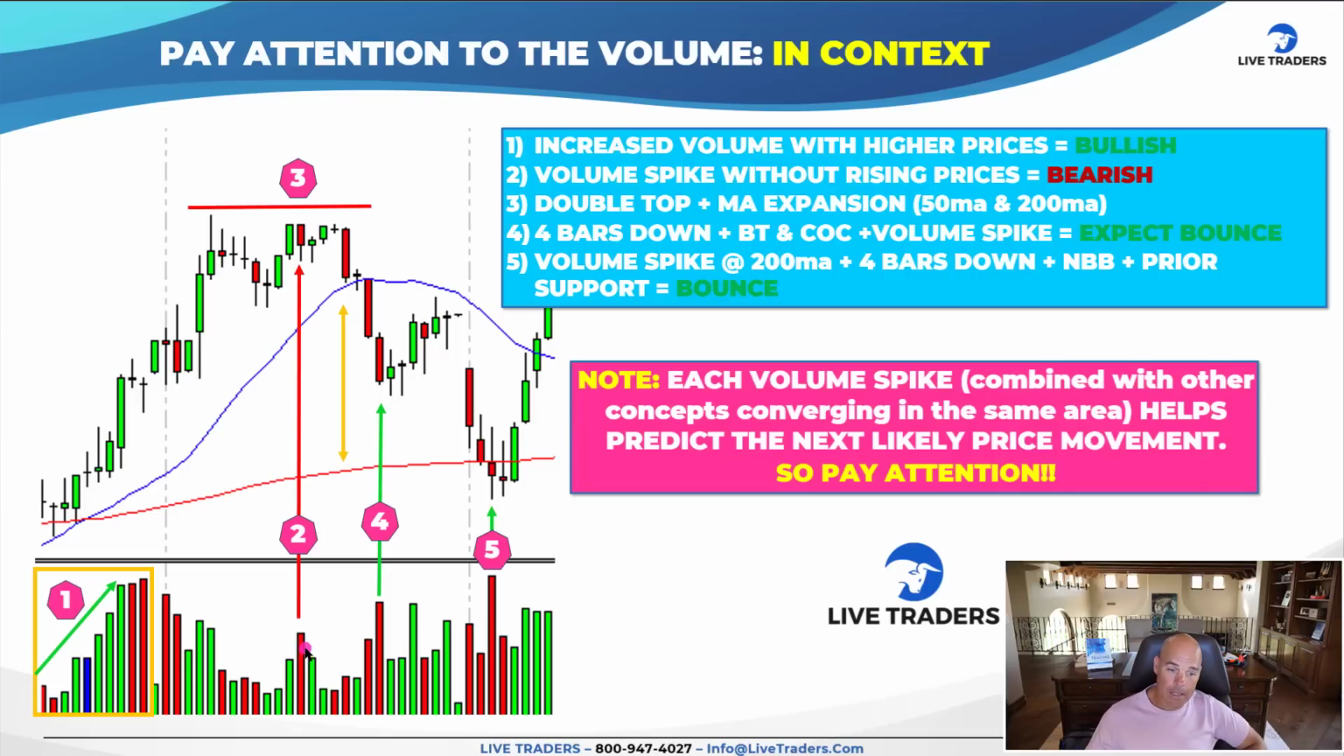Plus, I'm getting a volume spike with little to no price movement at an area where the stock previously pulled back. Now, I know that's a lot of information, but this is what great traders do. They process the information like that, like that, like that. Right? They process the information quickly because you have to. It becomes unconsciously competent.